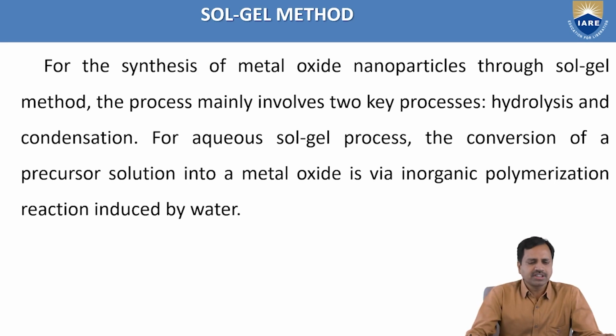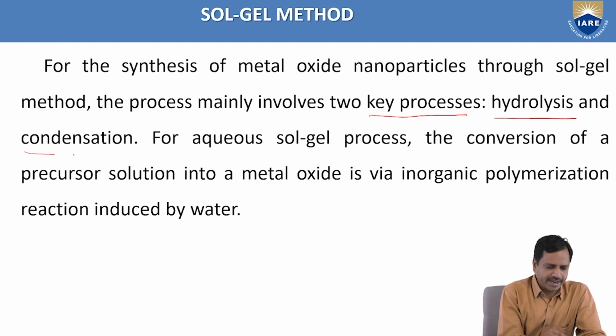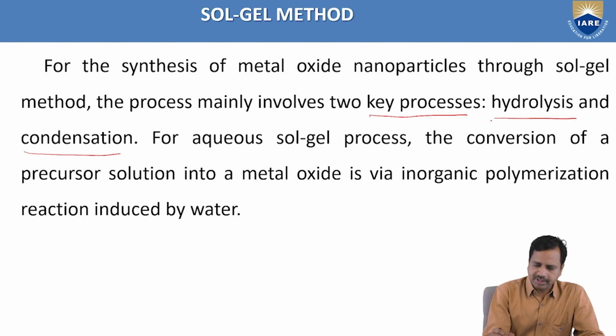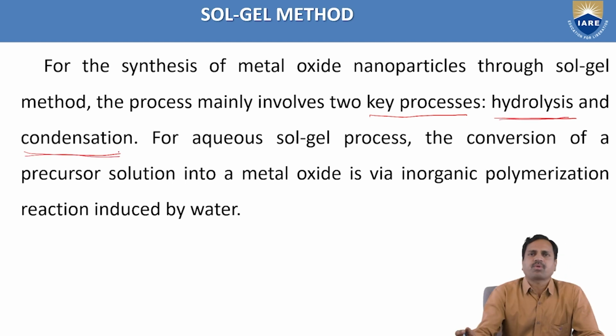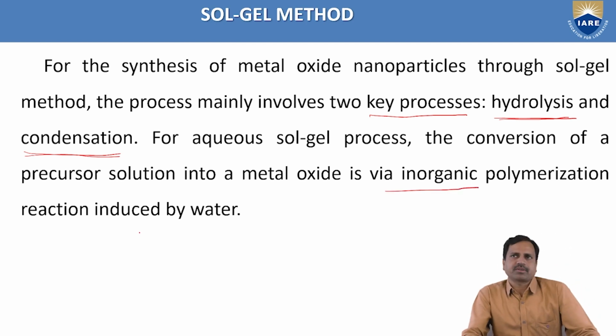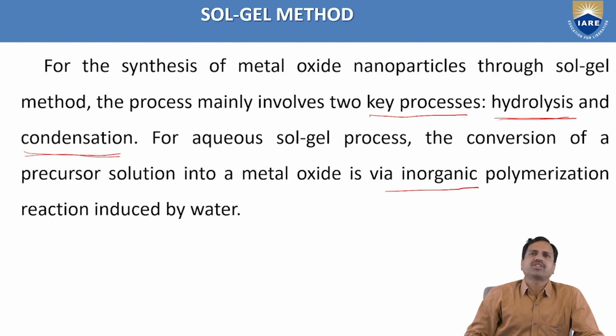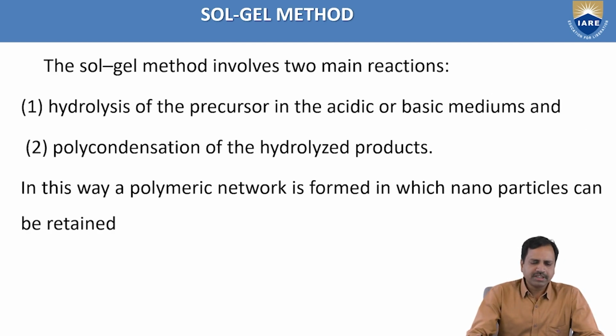For synthesis of metal oxide nanoparticles through the sol gel method, the process mainly involves two key processes: hydrolysis and condensation. So to synthesize the metal oxides, hydrolysis and condensation play a prominent role. For the aqueous sol gel process, the conversion of the precursor solution into metal oxide is via an inorganic polymerization reaction induced by water. So the sol gel method involves two main reactions.